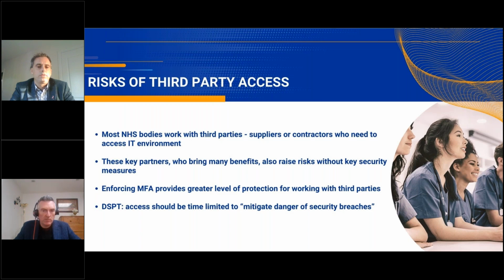NHS Digital mentioned that 99% of breaches can be scuppered if you have multi-factor authentication in front of the credential. And don't forget, stolen credentials are the most common attack vector for ransomware attacks. So yeah, all of this ties in. MFA, third parties, ransomware, all of these things tie into the same conversation for me around compliance.